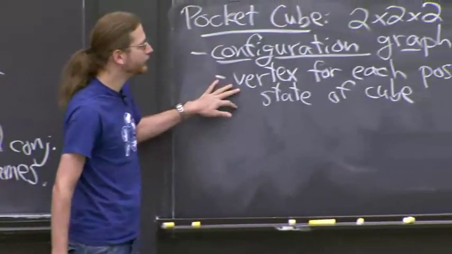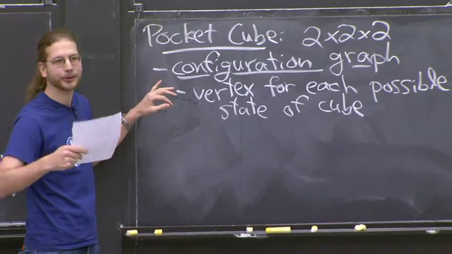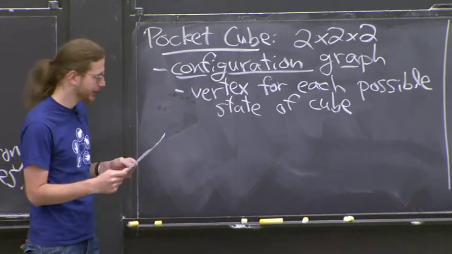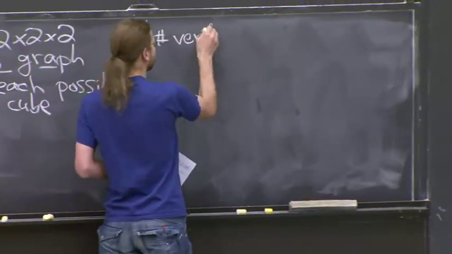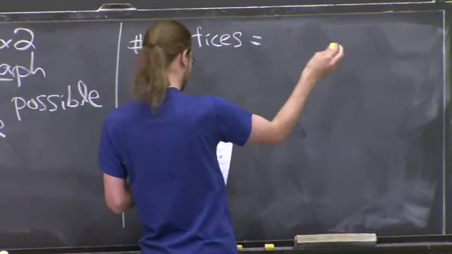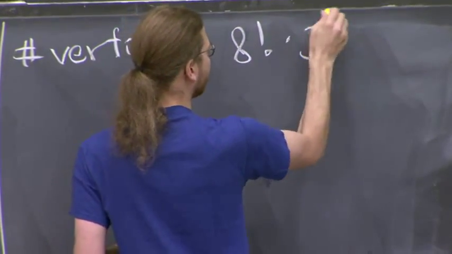OK, so all those are vertices. There's actually a lot of vertices. There are 264 million vertices or so. If you want, as an aside here, the number of vertices is something like 8 factorial times 3 to the 8.